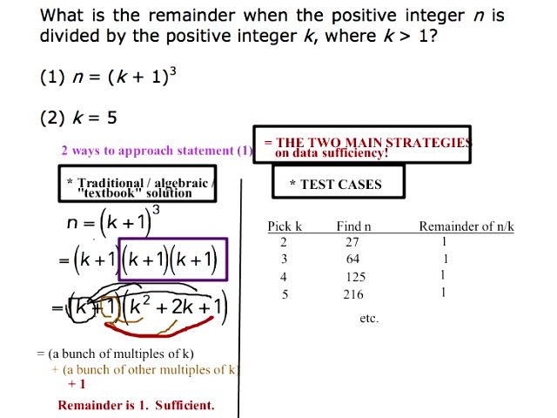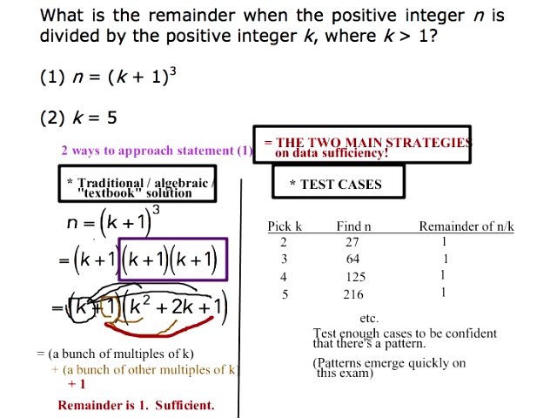Remember, they don't really give you fake patterns on here, so you should test enough cases to be confident that there's a pattern. Patterns emerge pretty quickly on the GMAT. One thing they are not about here is tricking you with long fake patterns. So once you get a few 1s in a row here, you should get rid of all thoughts of, oh, maybe it's not 1. If the pattern is there, it's a pattern. So this is overall A.